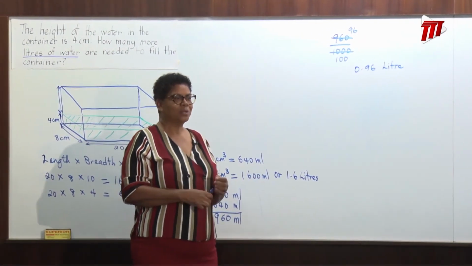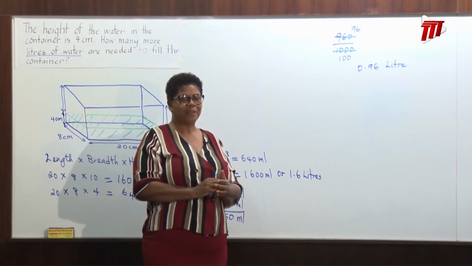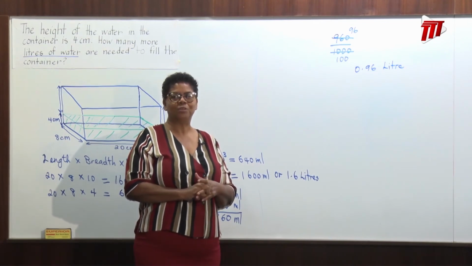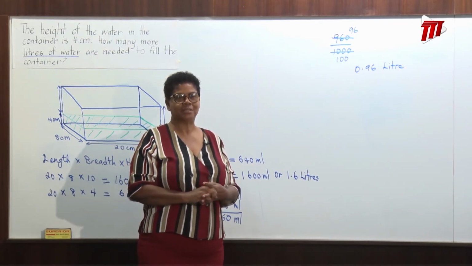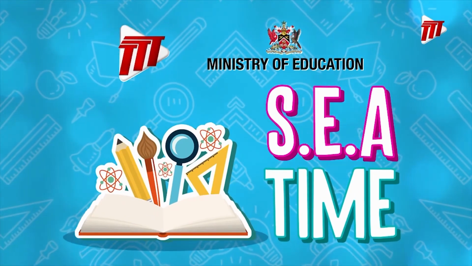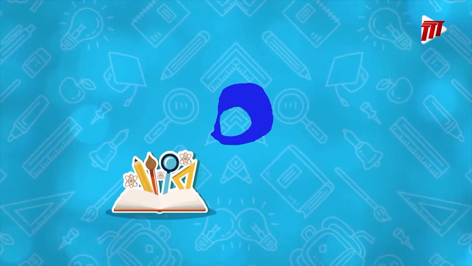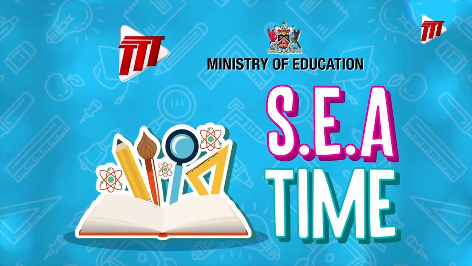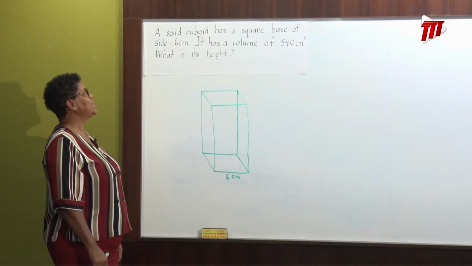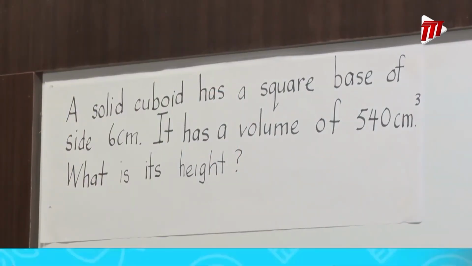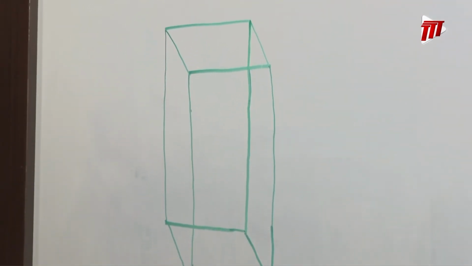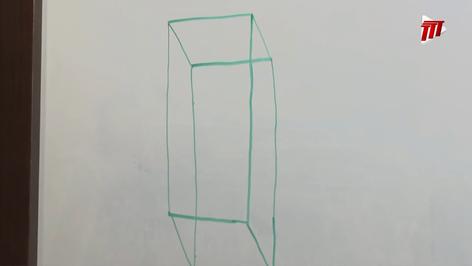The next problem we are going to look at is how to find one dimension when you know the volume and two dimensions. So the problem says a solid cuboid has a square base of side 6 centimeters. It has a volume of 540 cubic centimeters. What is its height?